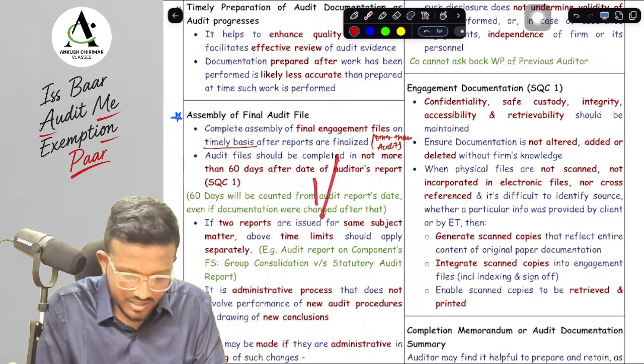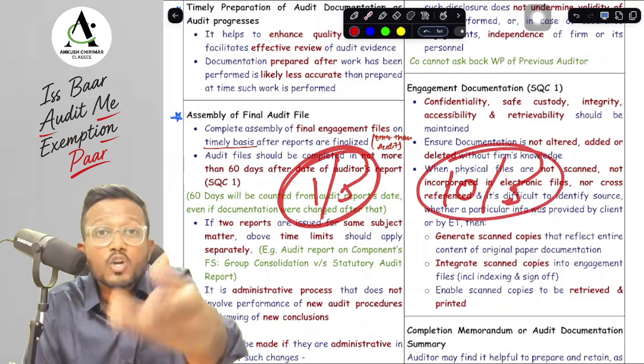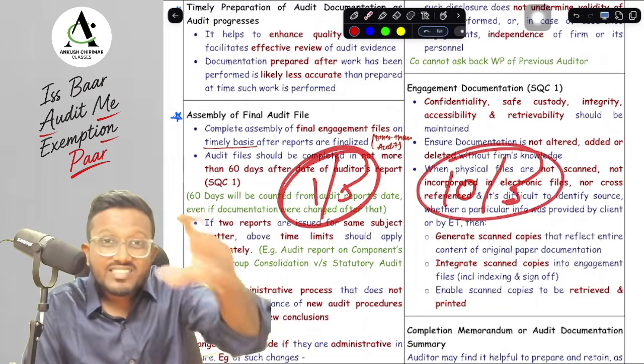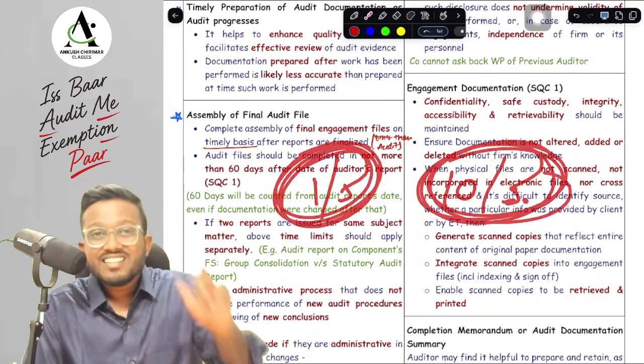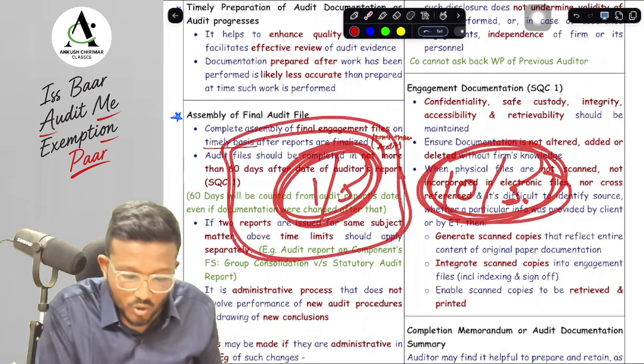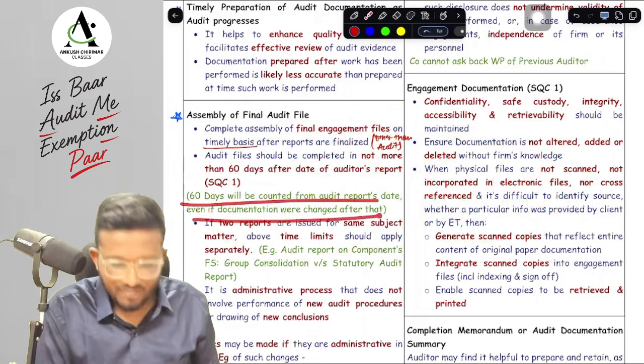Now suppose the auditor's report date is 1st May, and on the 10th May you made some changes in your audit documentation. Will the 60 days be counted from the auditor's report date, or the date when you made your last changes? This 60 days will be counted from the auditor's report date only, not from the date when you made the changes. And this was your MCQ, which I have written over here.